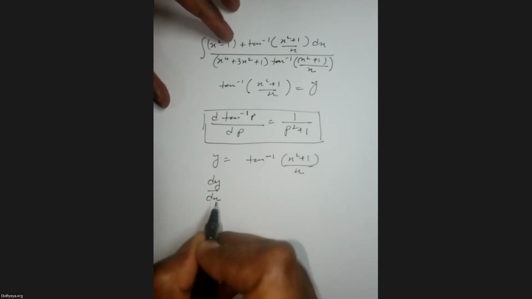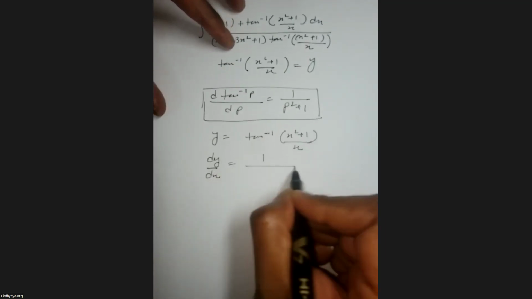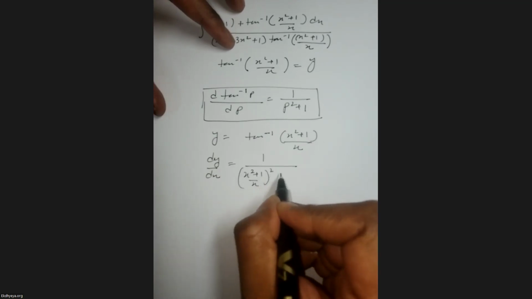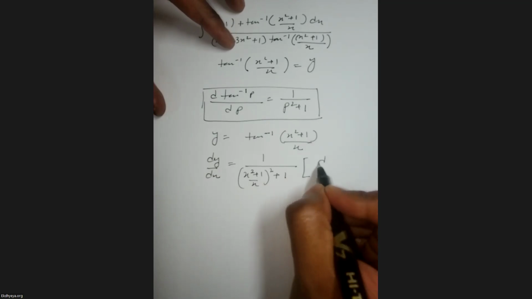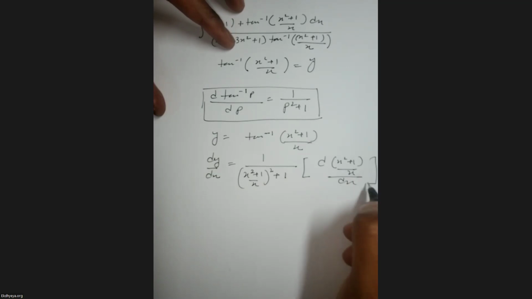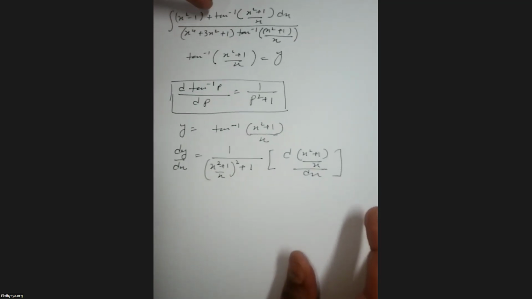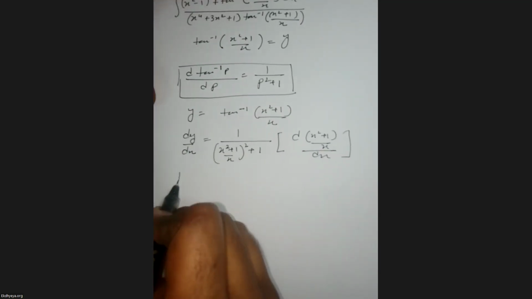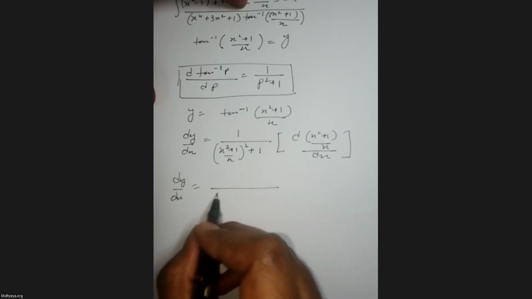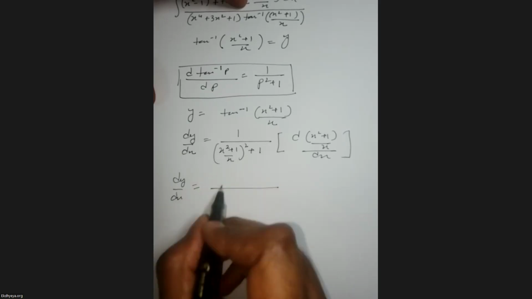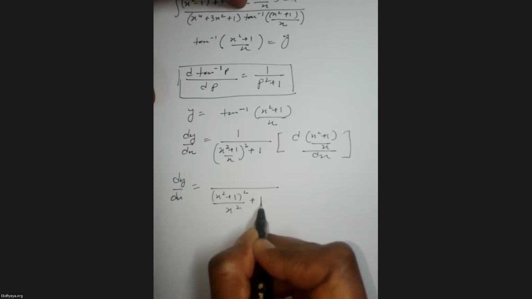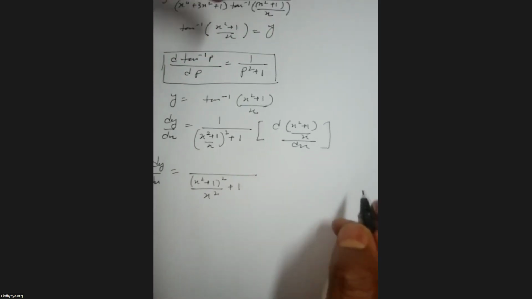I do dy upon dx is equal to 1 upon x square plus 1 upon x whole square plus 1. And then I'll once again differentiate x square plus 1 upon x with respect to x. Okay. So if we do that, we will have to open the bracket, x square will come in the denominator. Let's do the differentiation separately.